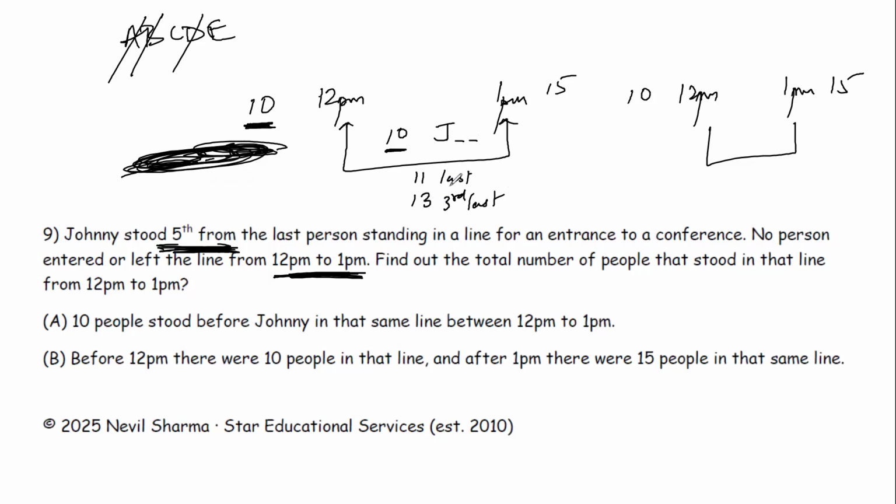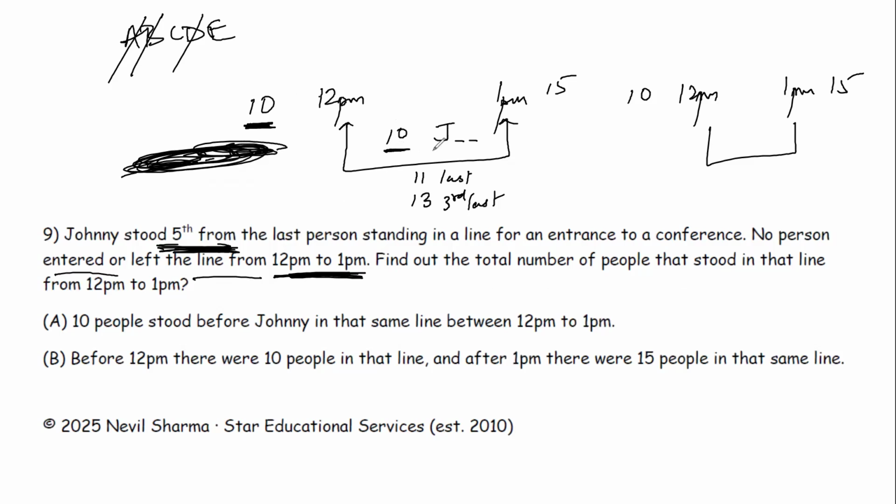So assuming he's fifth from the last out here, there could be 15 people. If he's third from the last, 13 people. If he's the last person, there are 11 people. Right. So between 12 to 1 p.m., it doesn't answer. We're not getting an answer. But let's just say that no one entered or left the line. No one entered or left the line.